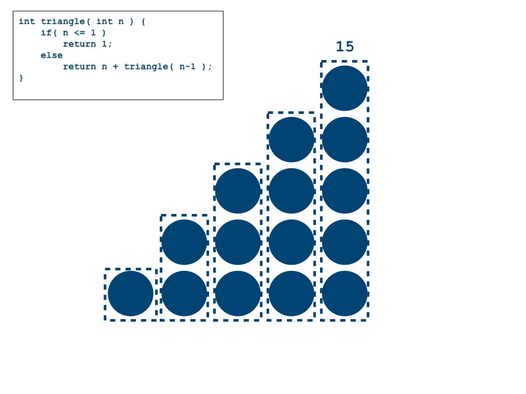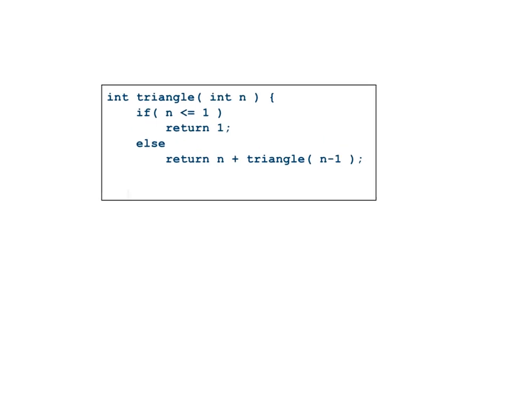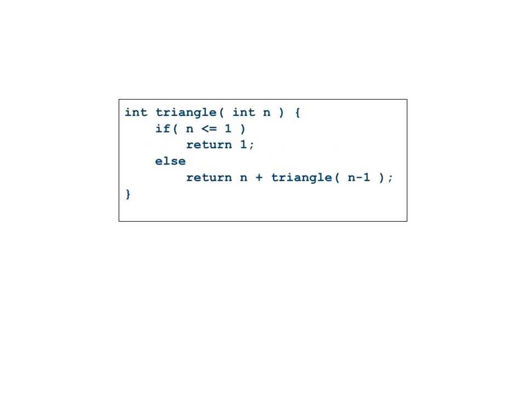The recursive approach to writing this program, once again, we create a method called triangle that receives a single parameter. Then we say if that parameter is less than or equal to 1, then return the value 1. Otherwise, return n plus triangle(n minus 1), which is our recursive call. All right. Now, let's analyze this method a little more in depth.